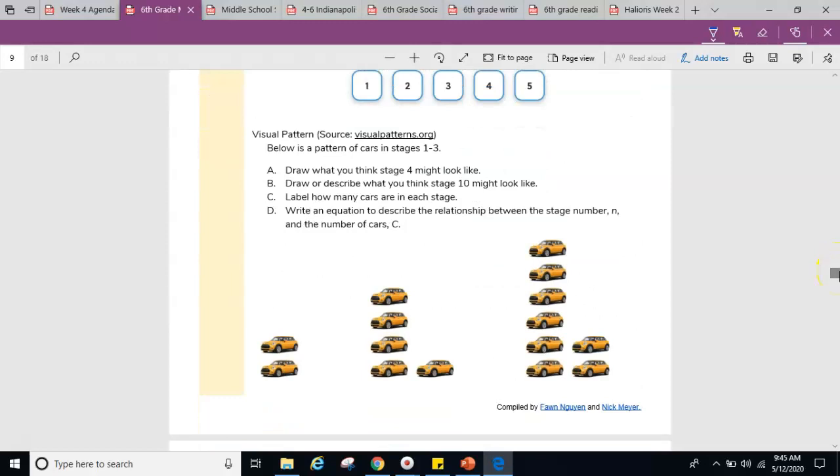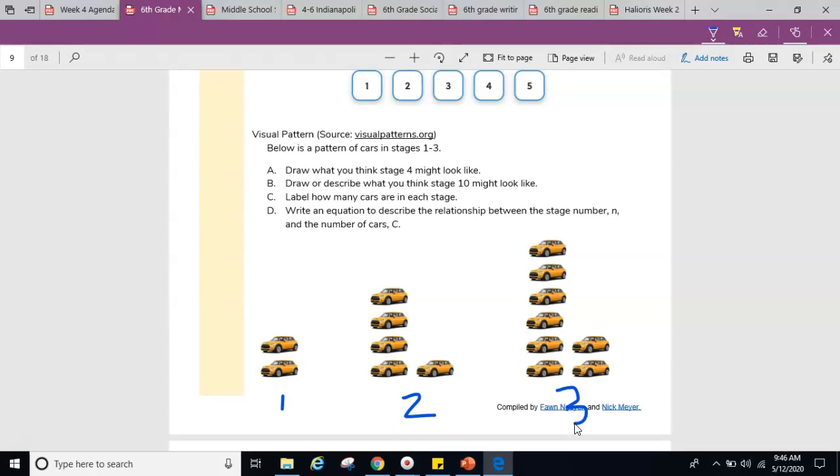Visual pattern. Below is a pattern of cars in stages 1 to 3. Draw what you think stage 4 might look like. Draw or describe what you think stage 10 might look like. Label how many cars are in each stage, and write an equation to describe the relationship between the stage number N and the number of cars C.